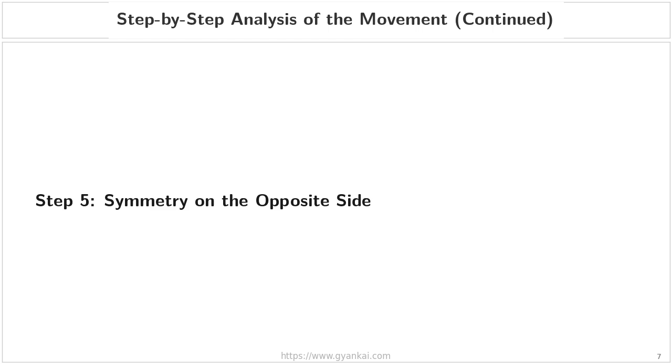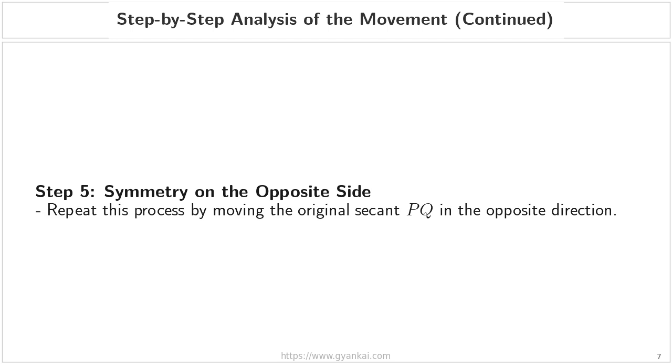Now, we have explored what happens when we move the secant line away from the center in one direction, but we shouldn't stop there. To complete our analysis, let's look at step 5, which is the symmetry on the opposite side. Think back to our starting point with the original secant line, passing through points P and Q. Instead of moving the line further away from the center in the direction we just studied, I want you to repeat this exact same process, but in the opposite direction. Move the line across the center of the circle toward the other side.